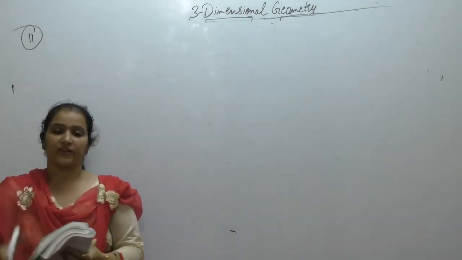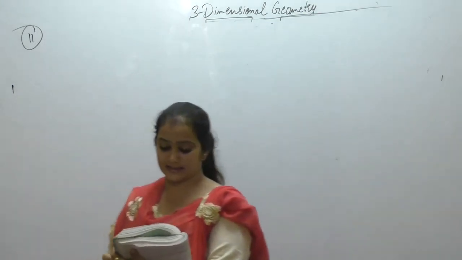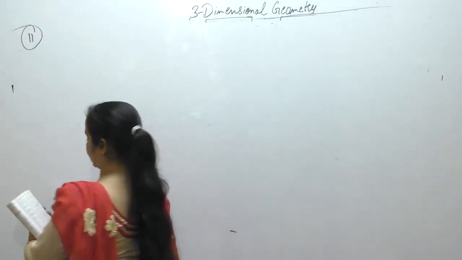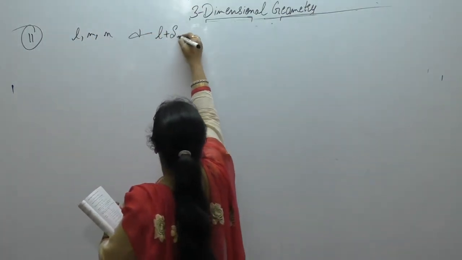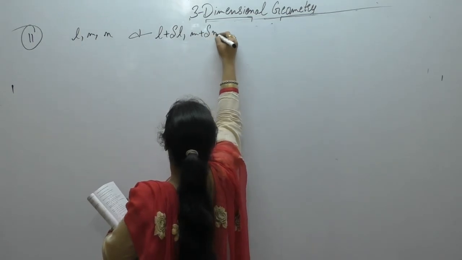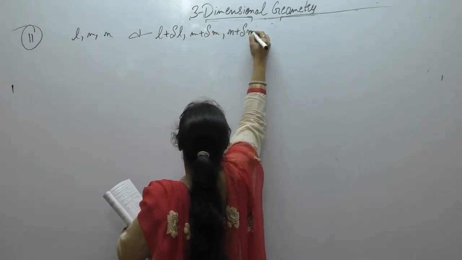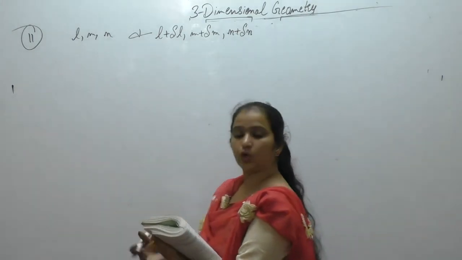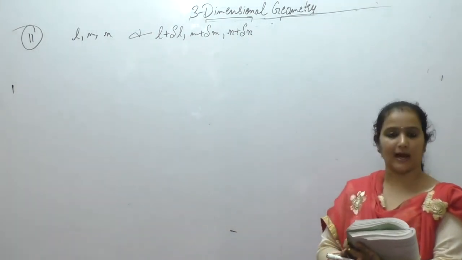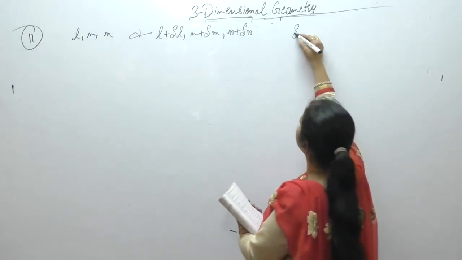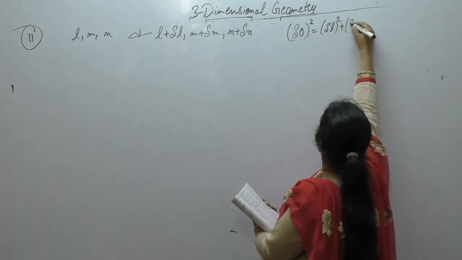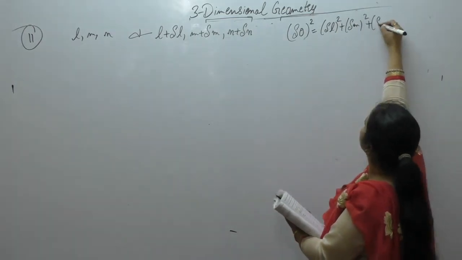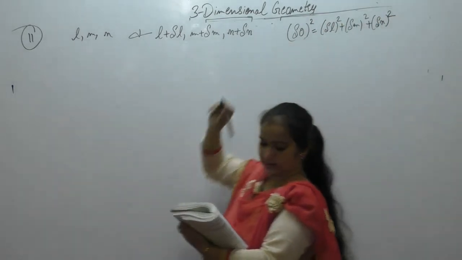Now next one. If a variable line in two adjacent positions has direction cosines l, m, n and l plus delta l, m plus delta m, n plus delta n, show that the small angle delta theta between the two positions is given by delta theta square is equal to delta l square plus delta m square plus delta n square.